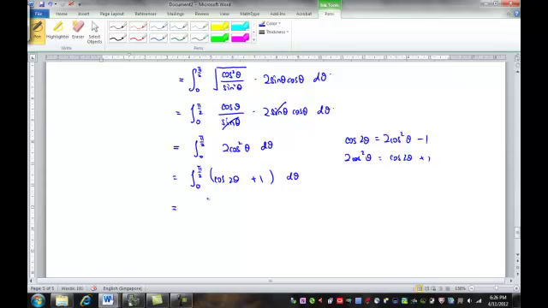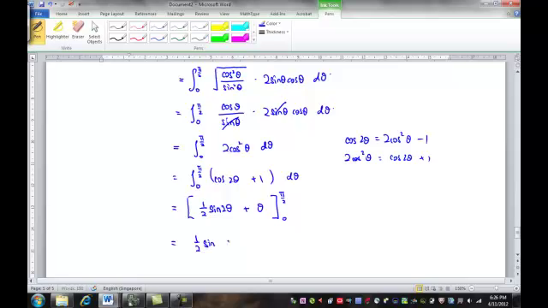Continuing, now we integrate as per normal. Integrating cosine 2 theta is very easy. You get half sine 2 theta. Integrating 1, you get theta. And because there are limits, we put a square bracket with the limits at the side. Okay, what do we do with the limits? You simply just plug it in.